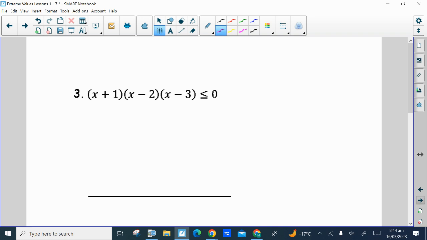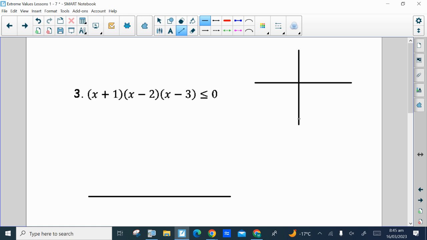So I think in this case, it's probably better to do a sketch of the graph because we want to know where it is on or below the x-axis, because it's where the factors are less than or equal to 0. So the fact that it's in factored form does make it a little bit easier to sketch the graph because we already have our x-intercepts. If x plus 1 is a factor, that means that negative 1 is an x-intercept. If x minus 2 is a factor, positive 2 is an x-intercept. And x minus 3 is a factor, so positive 3 will be our x-intercept.